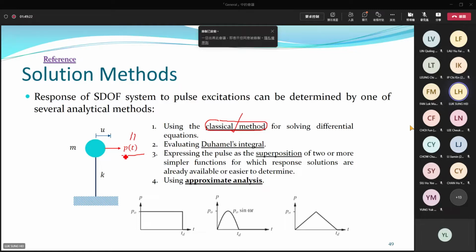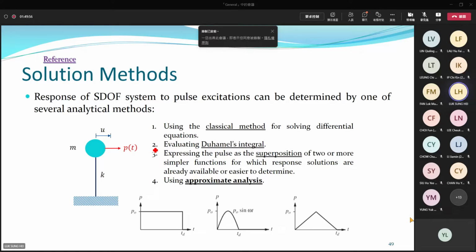If you cannot present the loading mathematically, then you can't solve it. Classical method, one possible solution, but not that easy. Testing your math skill. Method 2, evaluate the result using the Hammett integral. The Hammett integral can handle any shapes of loading, but as mentioned before, you need to know how to find out the result of that integration, that complex integrations. So it seems that method 1 and method 2 is not that straightforward.